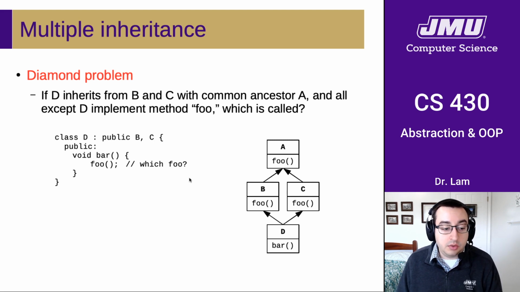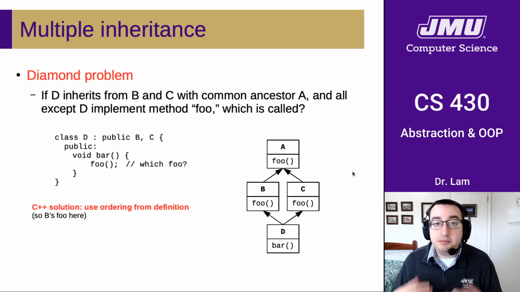Well, the question is, if we call foo from a method that is in D, which version of foo do we get? There are three potential answers to this. It could be B's foo, it could be C's foo, or it could be A's foo, and it's not immediately obvious which of those is the correct answer here.